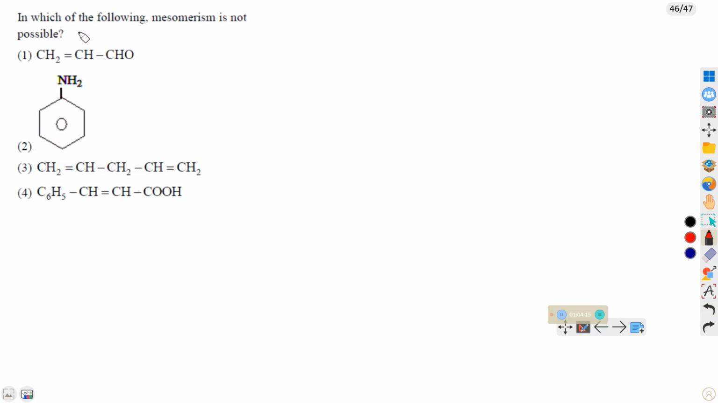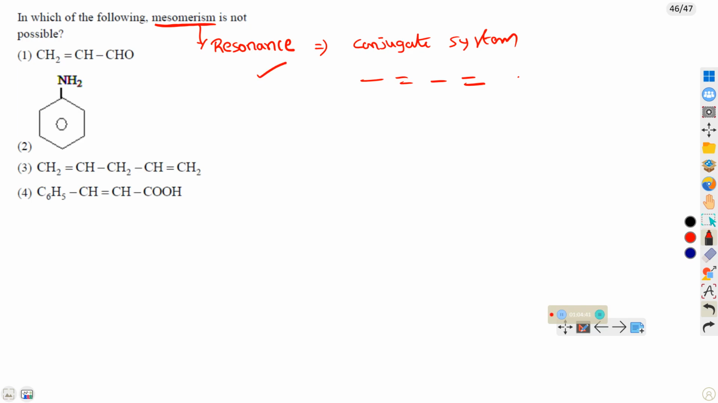In which of the following is mesomerism not possible? Mesomerism means nothing but resonance. For resonance, the compound must contain a conjugated system. Conjugated system: single bond, double bond, single bond, double bond, then resonance is possible. Here the conjugated system is absent. Resonance, mesomerism is not possible.